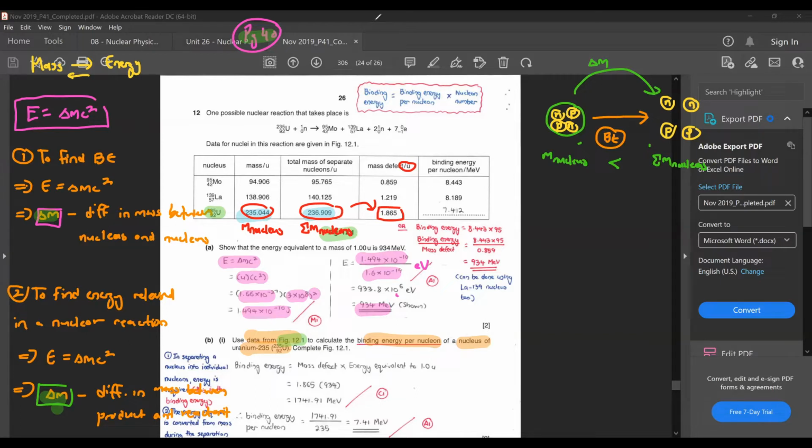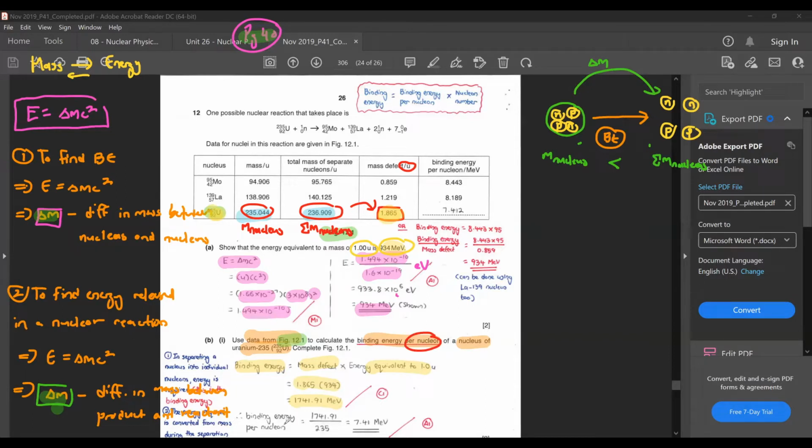So you know that your difference in mass is 1.865 u, and you already found out here that 1 u is actually worth 934 MeV. So you want to find the binding energy of uranium, you take the mass defect multiplied by 934. This one will give you your binding energy. You will need 1741.91 MeV. Okay, but the question wants it in terms of per nucleon.